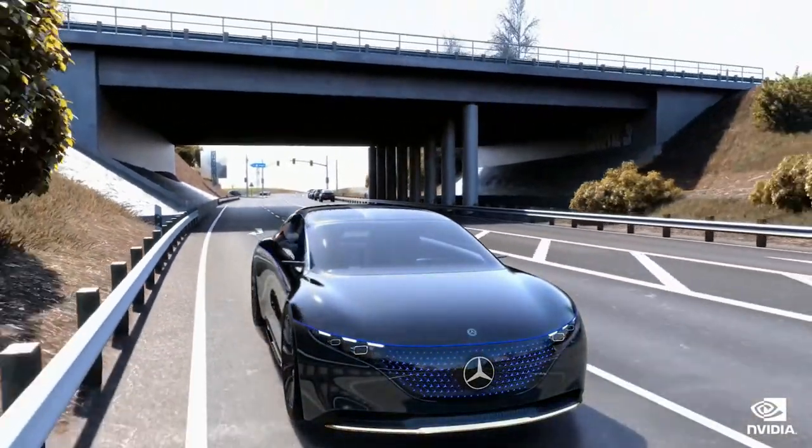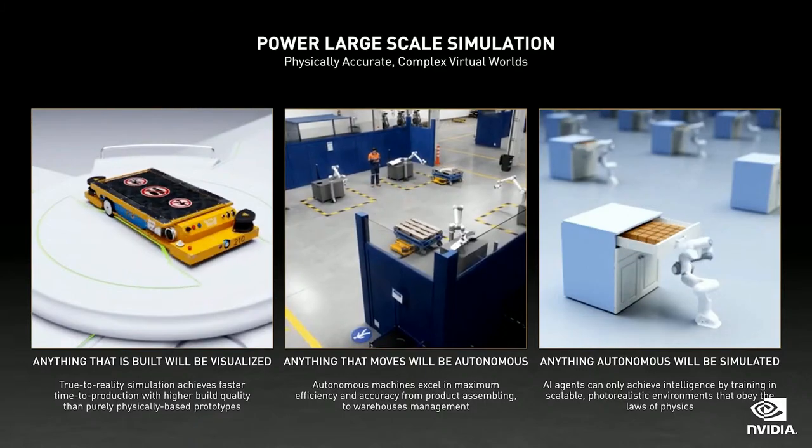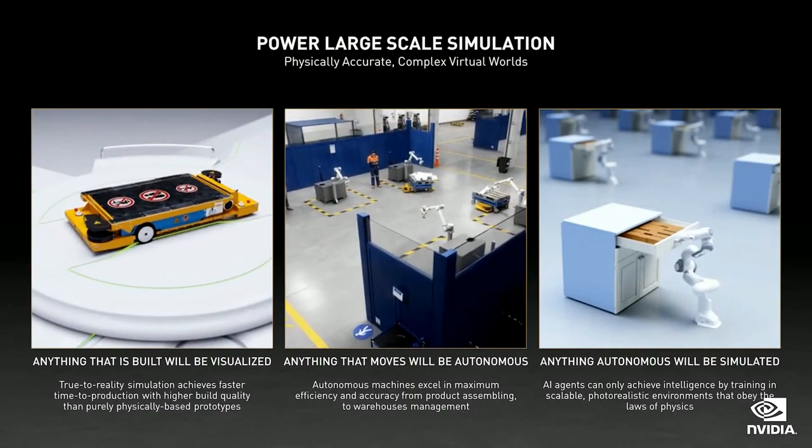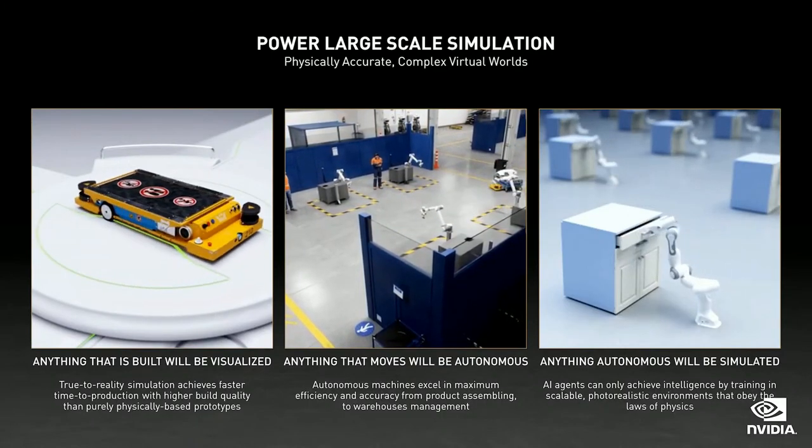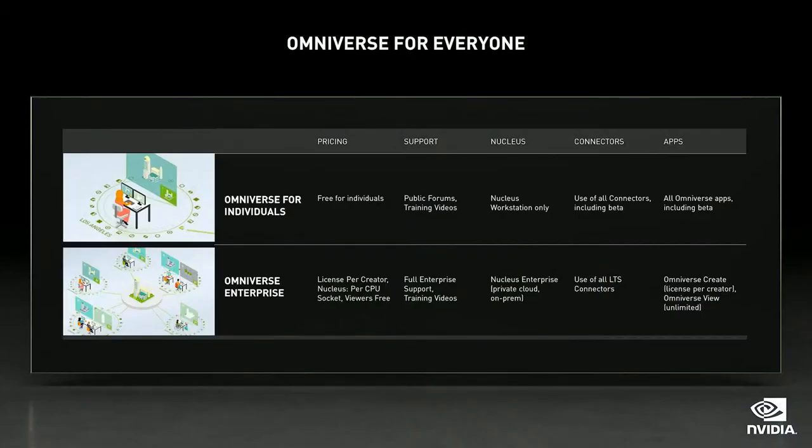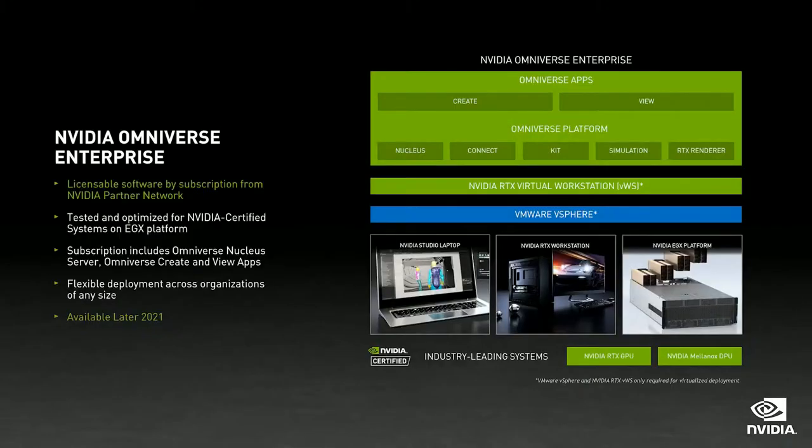And so that's what we mean by visualization, autonomous, and simulation all taking place on this Omniverse platform. We have an Omniverse for everyone. Whether you're an individual that's downloaded the Omniverse open beta and doing things with it in your creative workflows today, or the recently announced Omniverse Enterprise, which is a true enterprise-level platform for use across multiple different industries. Omniverse Enterprise comes with enterprise support, installation, and support for our certified EGX systems.